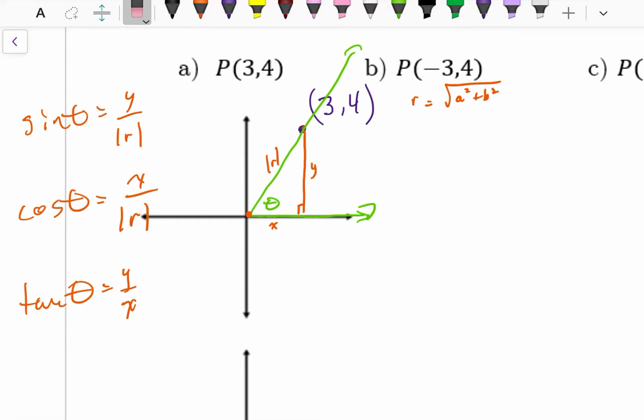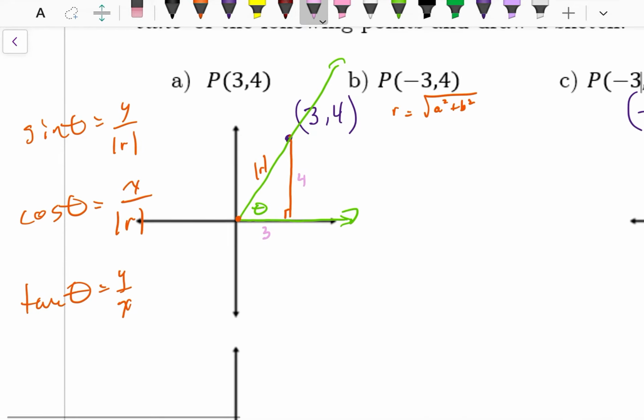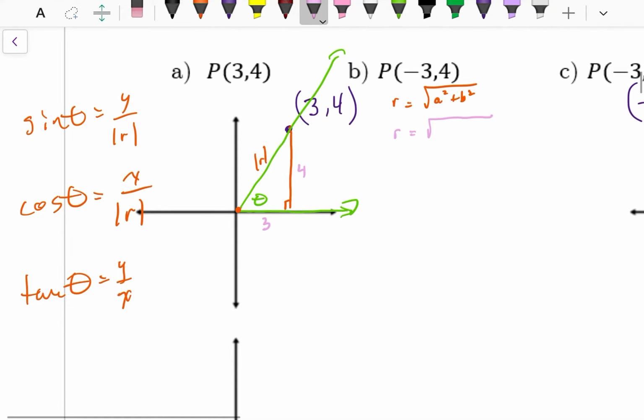And what we have going on is we have a triangle with side 3, side 4. Now, this is the famous 3, 4, 5 triangle, but pretend I don't know that. So my radius vector r will simply be the square root of, I put a and b squared. It should be the x-coordinate squared plus the y-coordinate squared. Sorry, I was thinking Pythagoras.